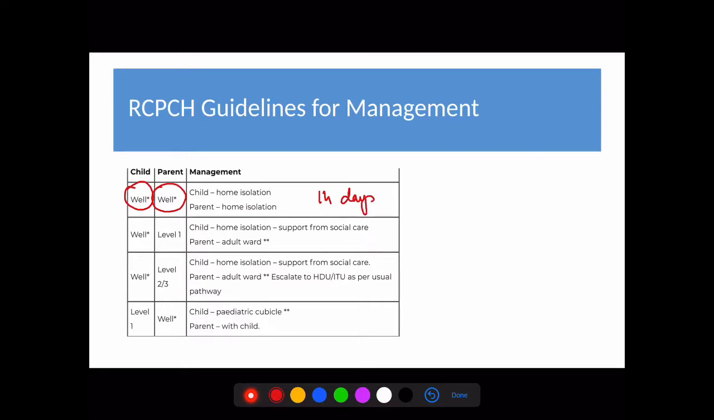Well, if the child is well, but the parent is COVID-19 positive as well, and is having some form of level 1 care.